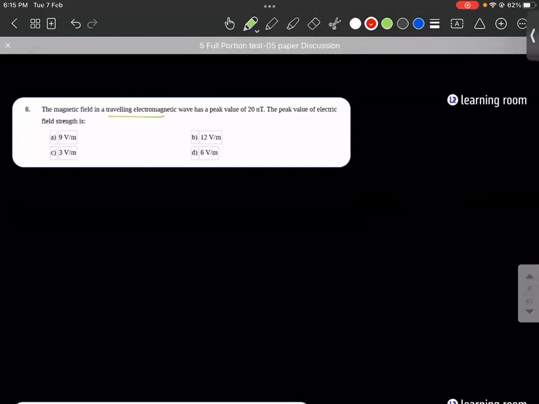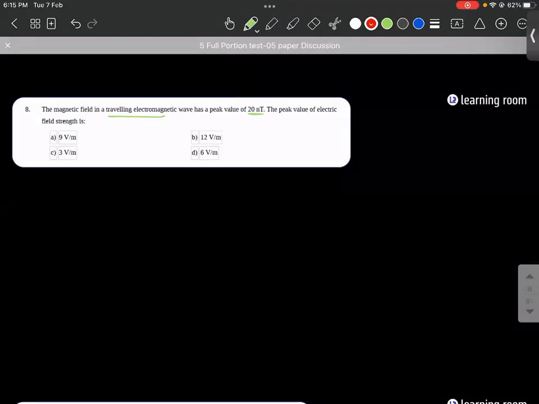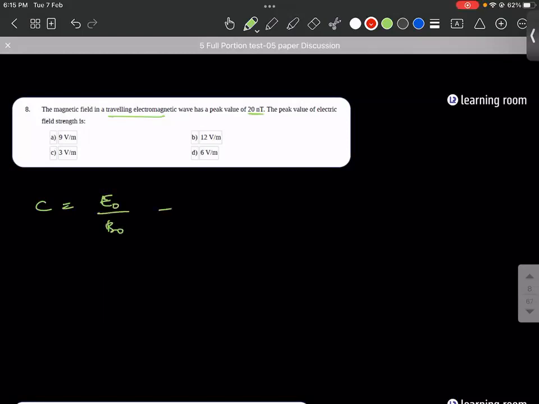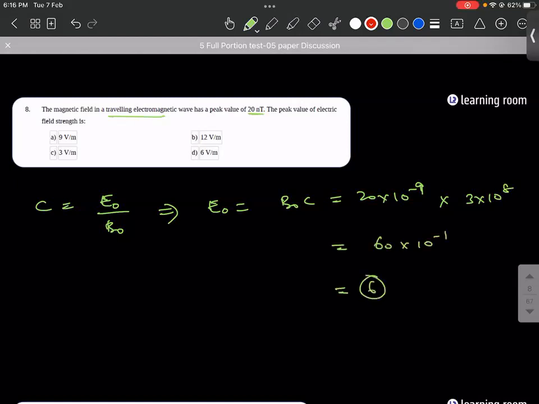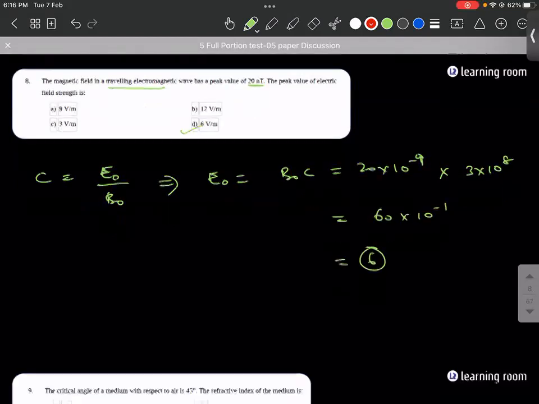So the magnetic field in a traveling electromagnetic wave has a peak value of 20 nano Tesla. The peak value of the electric field is, so C is equal to E naught divided by B naught, which implies E naught is equal to B naught into C. So 20 into 10 power minus 9 into, sorry, C is 3 into 10 power 8. So it is going to be 60 into 10 power minus 1, or 6. Answer is 6 volt per meter.